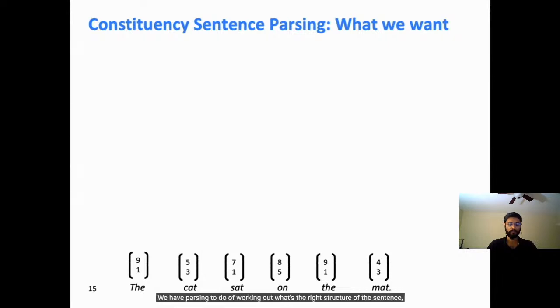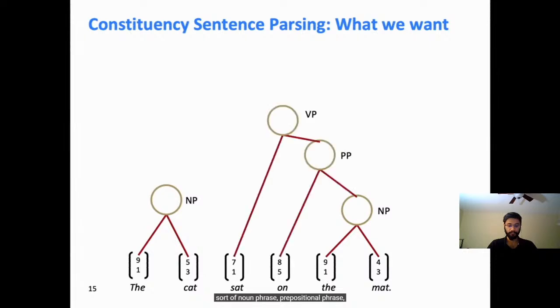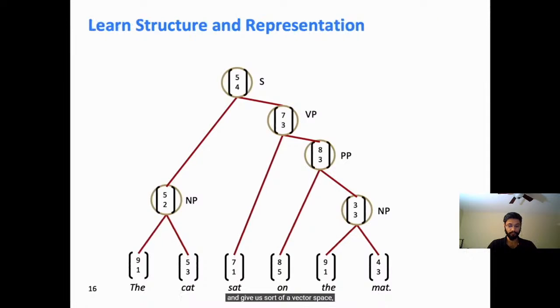We have parsing to do of working out what's the right structure of the sentence, and then we have meaning computation to do of working out what is the meaning representation of this sentence. So for parsing, we'd be building noun phrase, prepositional phrase, verb phrase, sentence kind of units to get the cat sat on the mat. And then if we had that, we could run some kind of meaning computation program and give a vector space meaning of these sentences. So that's what we want, is to do both of those.